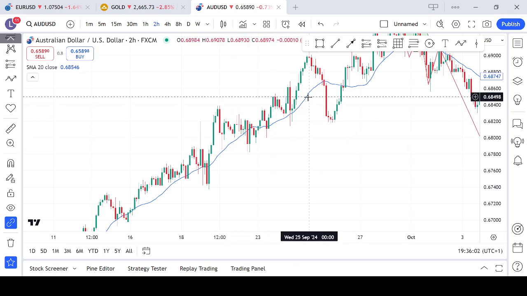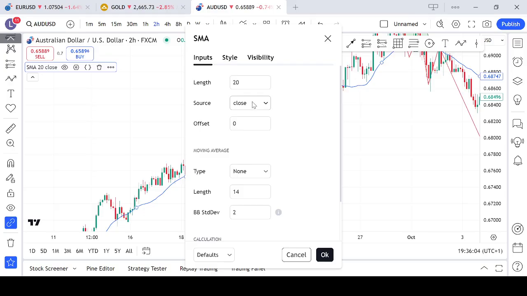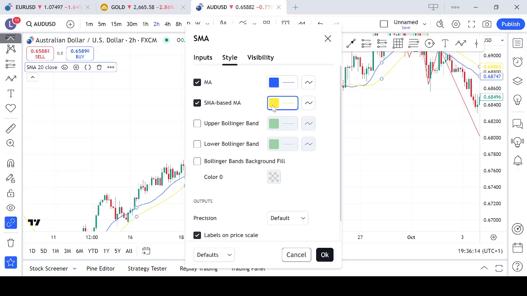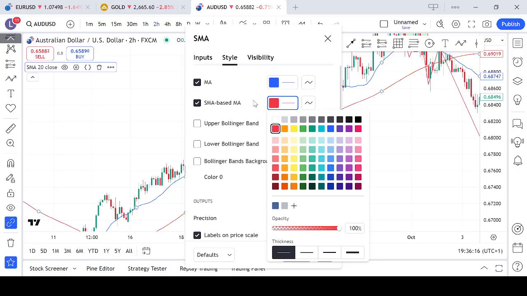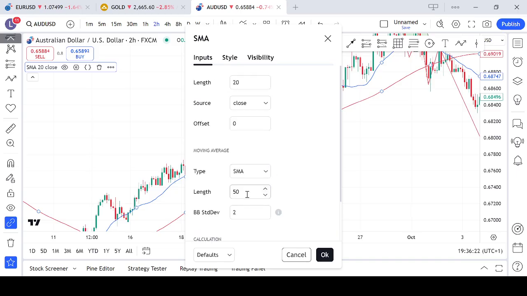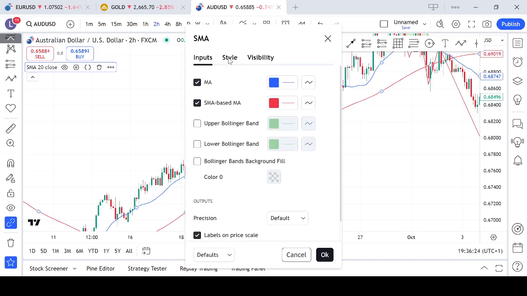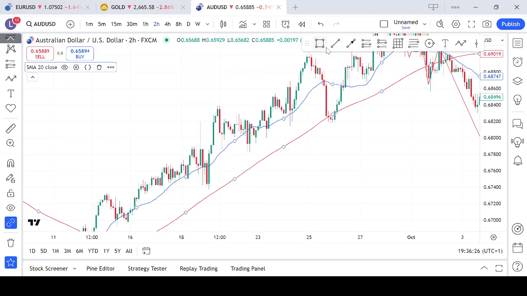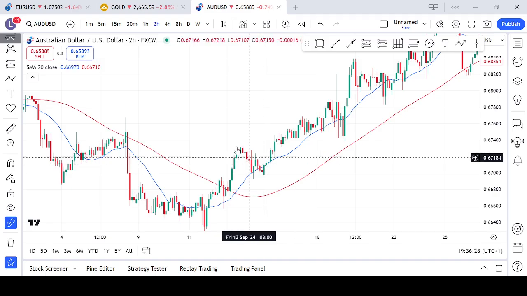So I'm just going to add another simple moving average right here. Just going to take it to 50. Also, I would need this to be red color. So this is the 50-day moving average is red in color, while the 20-day is blue in color.